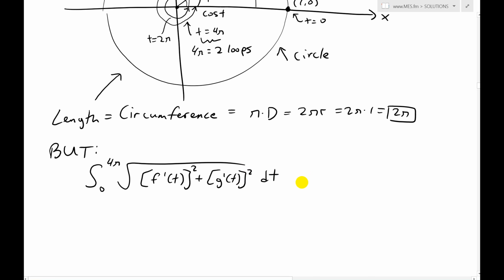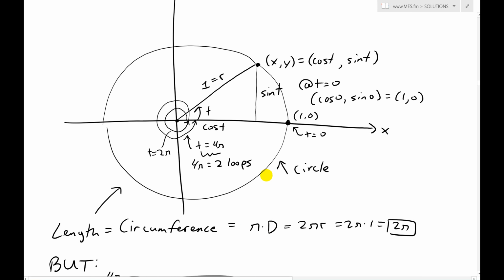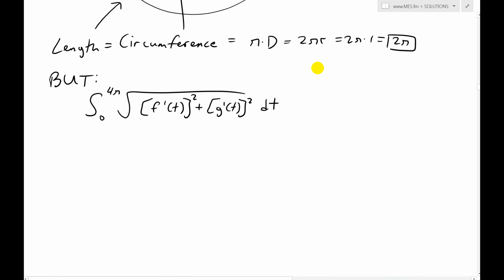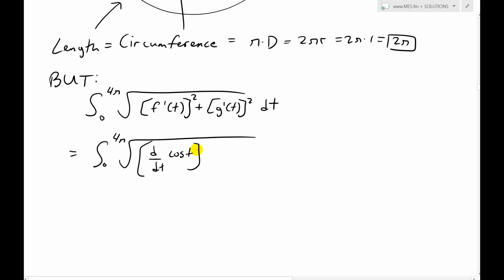And now if we were to evaluate this, well, f of t is just cosine, the other one's sine. So we're going to take the derivative of that. This equals the integral from 0 to 4 pi of the derivative, I'll just write this d over dt of cosine t, and then squared, plus this part right here, d over dt of sine t, the derivative of that squared, dt, like this.